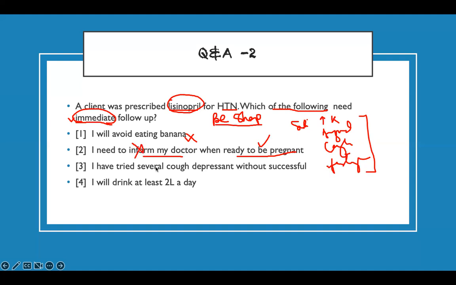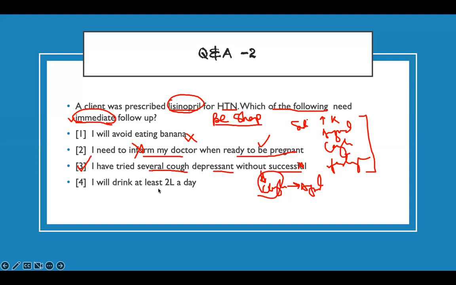Next, I have tried several cough depressants without success. That means the patient has been coughing. He tries so many cough depressants, but it doesn't help. That means he has a chronic cough. Cough in an ACE inhibitor is the early sign of angioedema coming later. You need to change his medication because of that sensitivity. It can lead to angioedema, so I need to intervene.